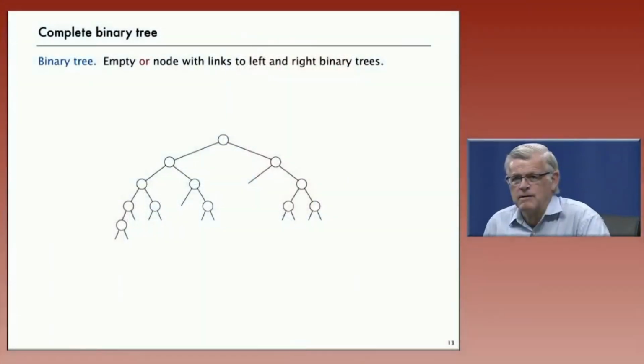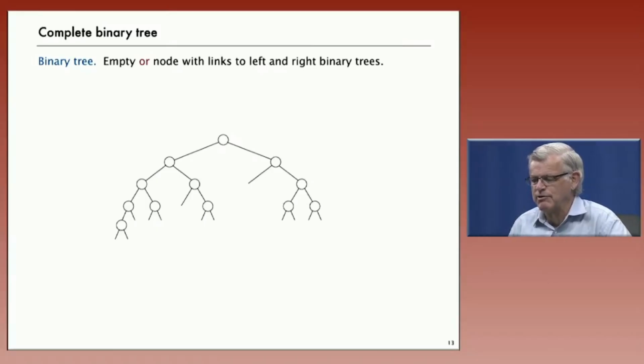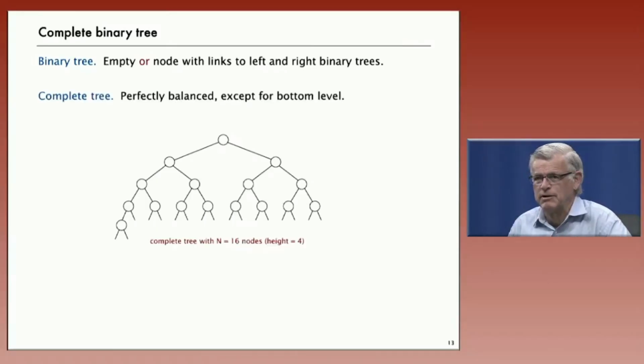Now we're going to look at binary heaps, which is an ingenious and very simple data structure that's going to help us implement all the priority queue operations quickly. So the idea of a binary heap is based on the idea of a complete binary tree. First of all, a binary tree is either empty or it's a node with links to left and right binary trees. So that's an example of a binary tree.